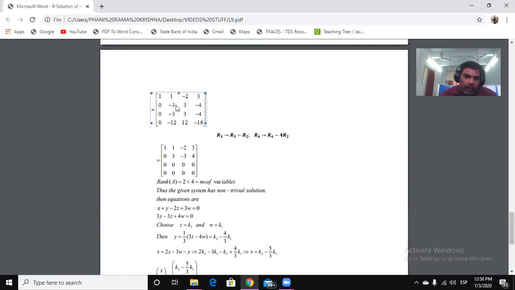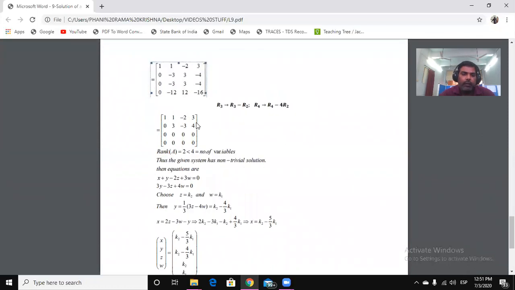Now second column, the diagonal element is -3. Now I need to make the remaining 2 elements below this diagonal 0 with the help of row 2. So this is the element in row 3. So row 3 tends to row 3 minus row 2 because both are the same. So subtract it. Row 4 tends to row 4 minus 4 row 2. Then, unfortunately, I am trying to make these 2 elements 0, but all the remaining elements also became 0.